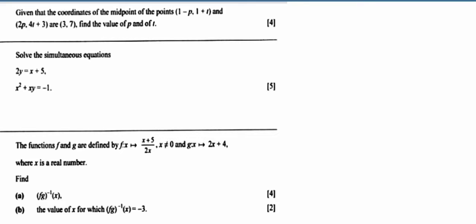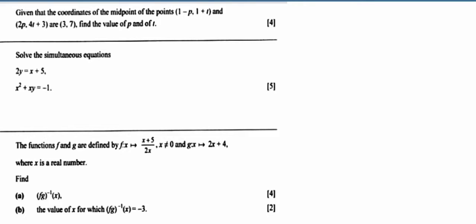So, the question reads, given that the coordinates of the midpoint of the points (1 minus p, 1 plus t) and (2p, 4t plus 3) are (3, 7). Find the value of p and of t. So we have been given the coordinates, which is this one and also this.